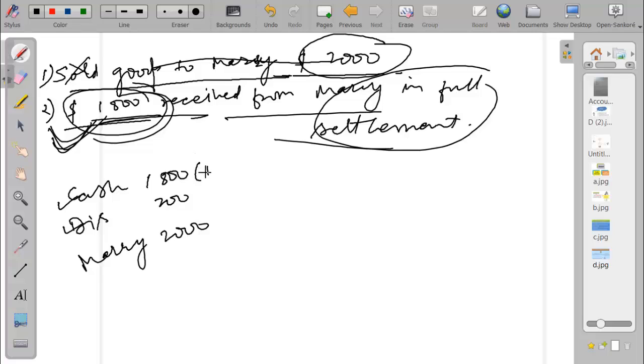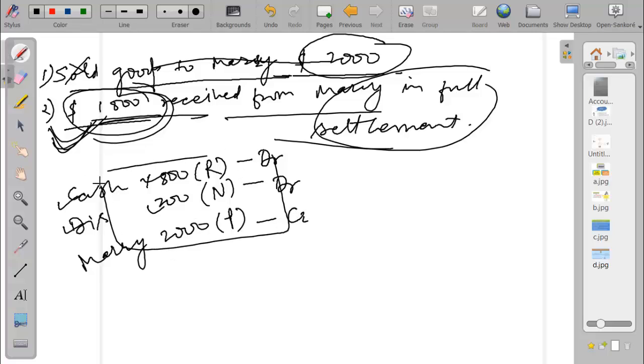Now decide their category. Cash is real, discount is nominal, and Mary is personal. Now cash is coming in, and as per the rule of real account, debit what comes in. Now this discount is a loss, and as per the rule of nominal account, debit all expenses and losses. And Mary is a personal account, and she is giving us this money or loss. She is giving us. So credit the giver. Okay?